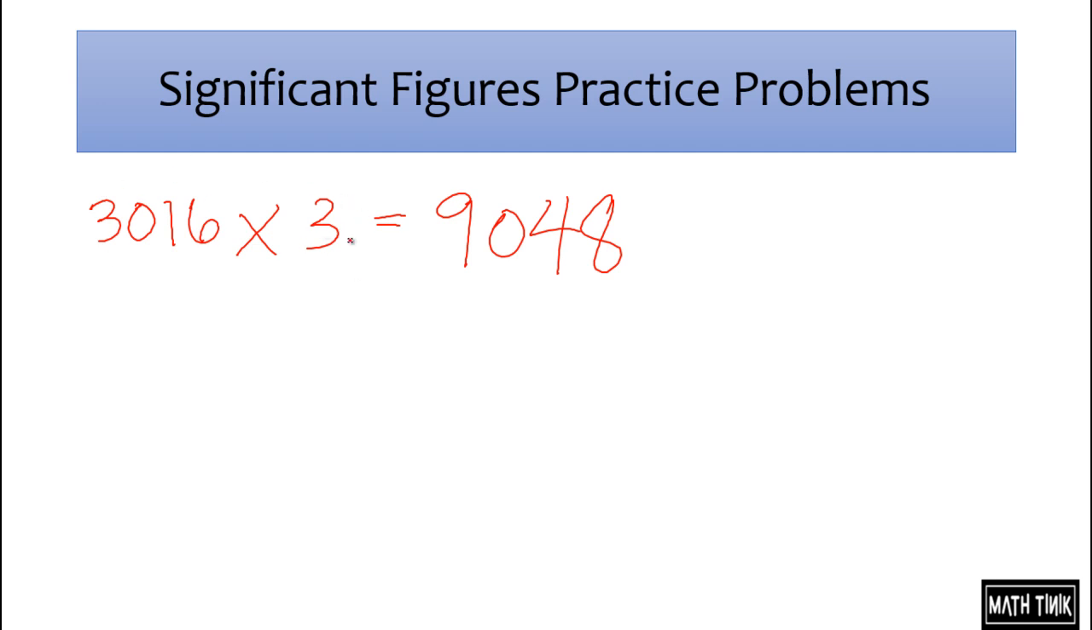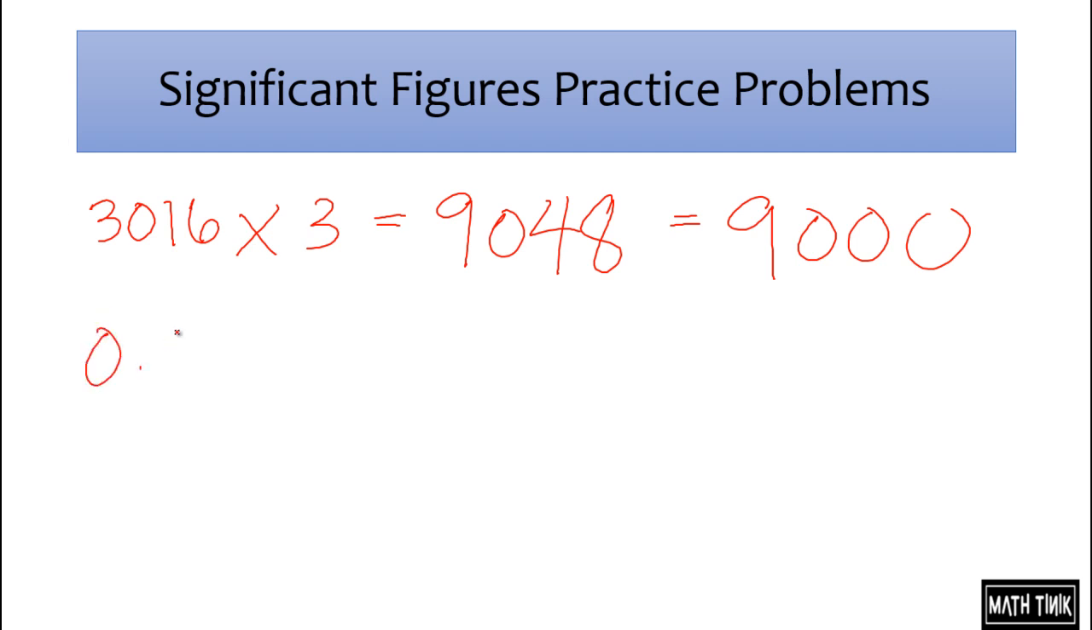Ito isa. Now, we only need to have a final answer that contains 1 significant figure. And therefore, our answer is 9. Tapos, right next to it is 0, so there's no need for us to round up, and therefore, your final answer is 9,000.